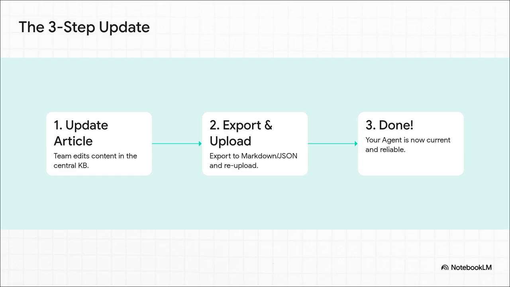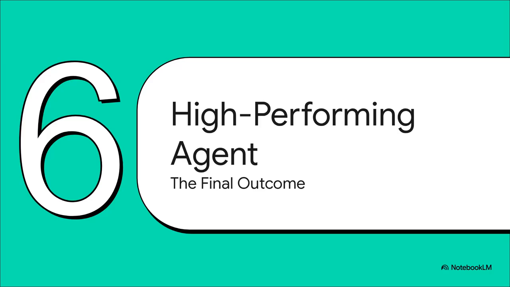This isn't just about having a better process. It's about peace of mind. It's knowing your agent is always reliable. So, what's the ultimate payoff for all this structure and discipline? It all leads to the one thing we're all aiming for, an AI that becomes a high-performing, genuinely valuable part of your team.